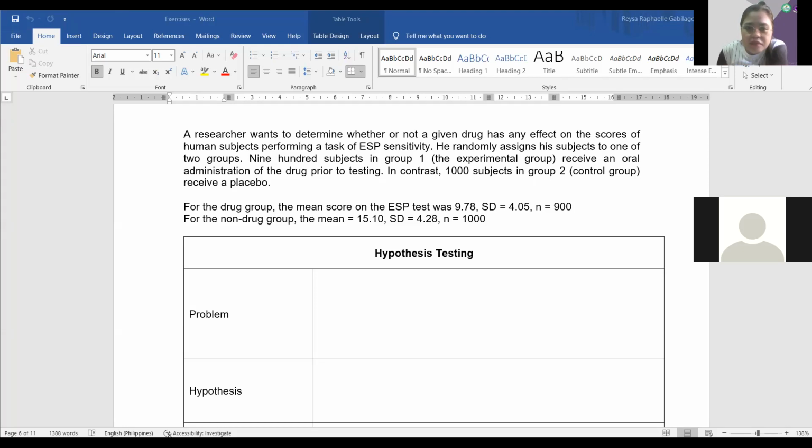While waiting, let me check. A researcher wants to determine whether the drug has any effect on the scores of the population performing the task of ESP sensitivity. Okay. Does the given drug have any effect on the scores of human subjects performing a task of ESP sensitivity? The effect.